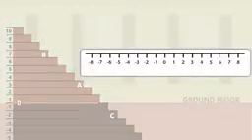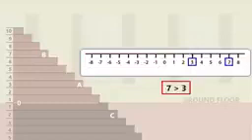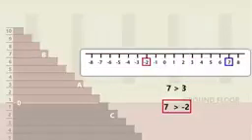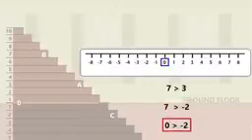Now, let us use a number line to find out if a given number is greater or less than the other. We know that on a number line, numbers to the right are greater than numbers on the left. So, 7 is greater than 3. 7 is also greater than -2 and 0 is greater than -2.